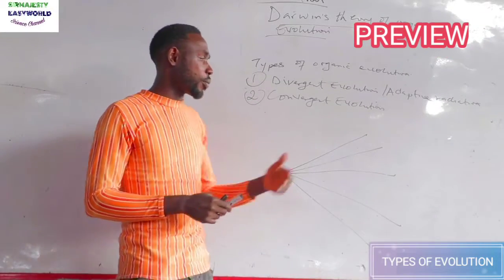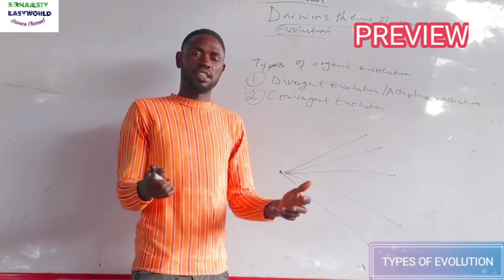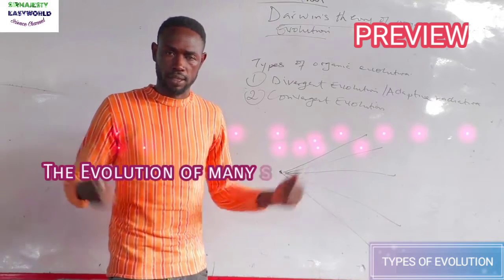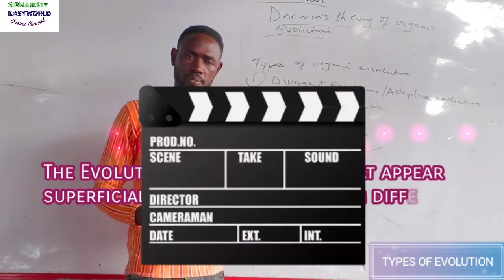Organisms that arise from a common ancestor, but they are superficially looking different. Why? Because they occupy different environments.